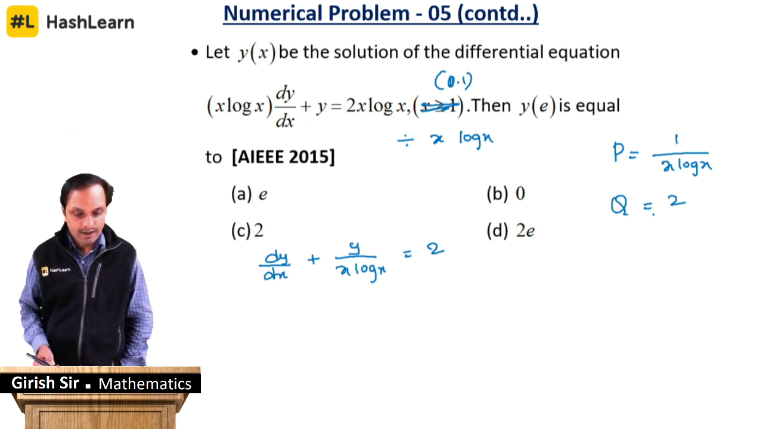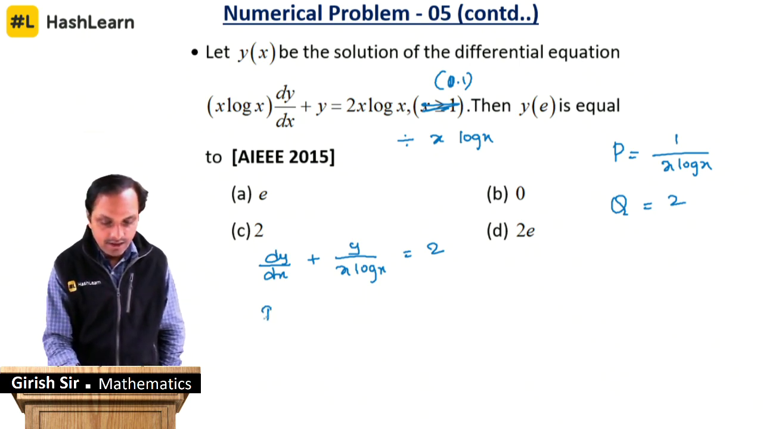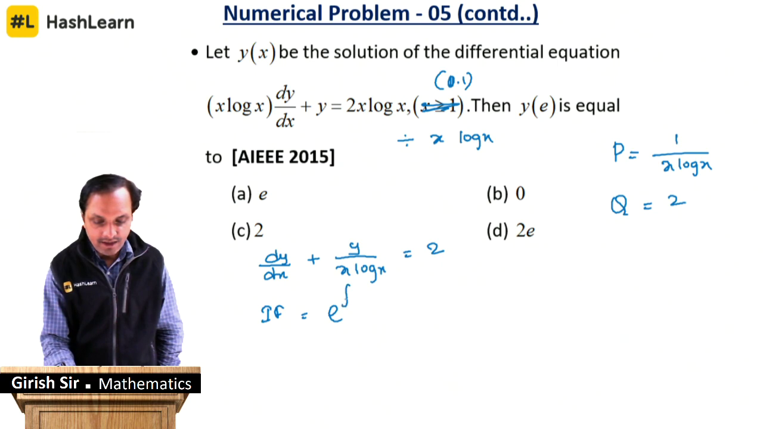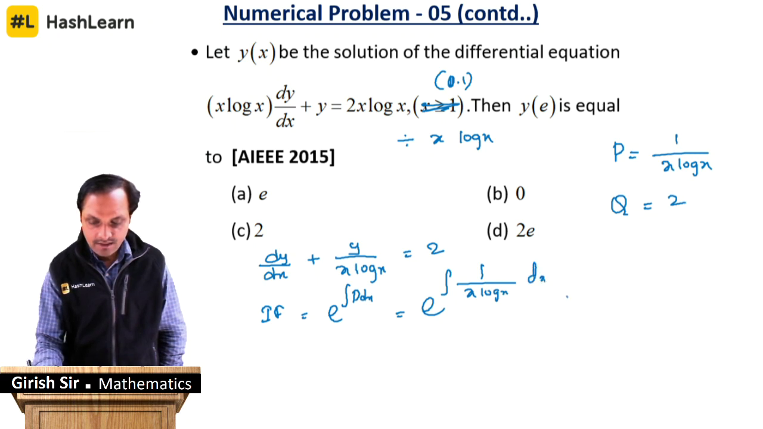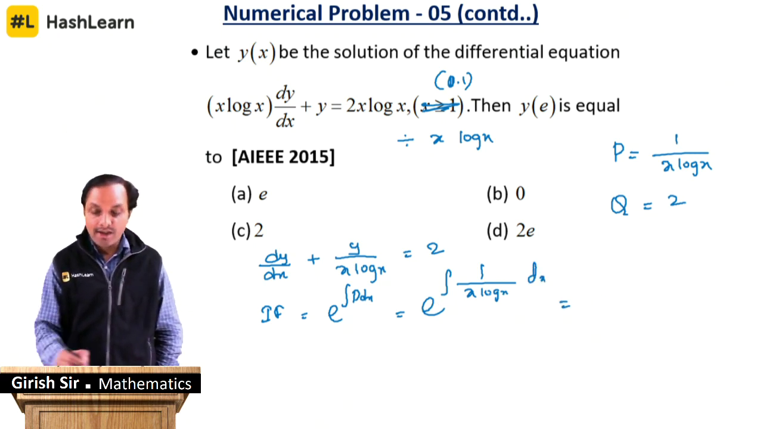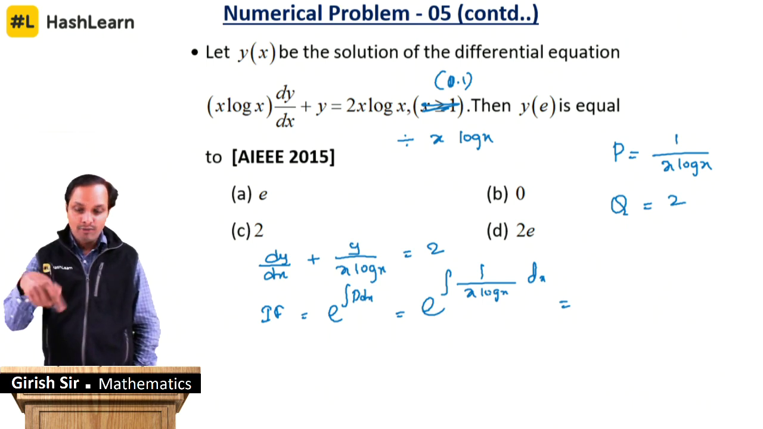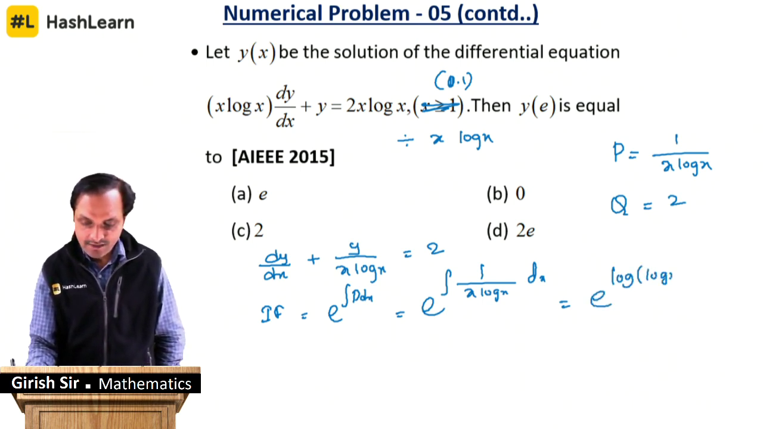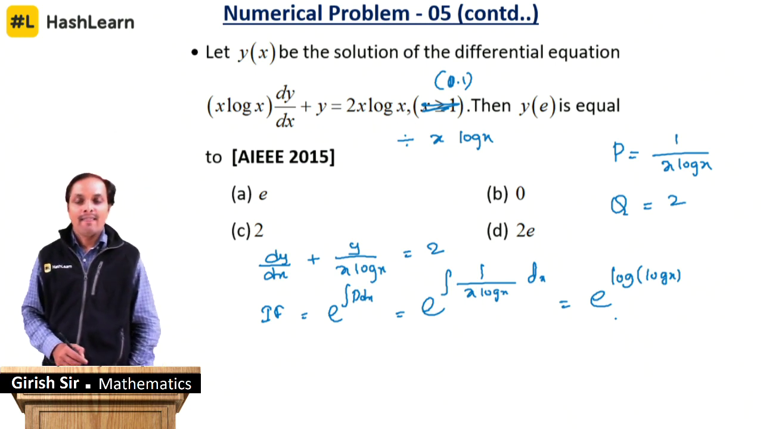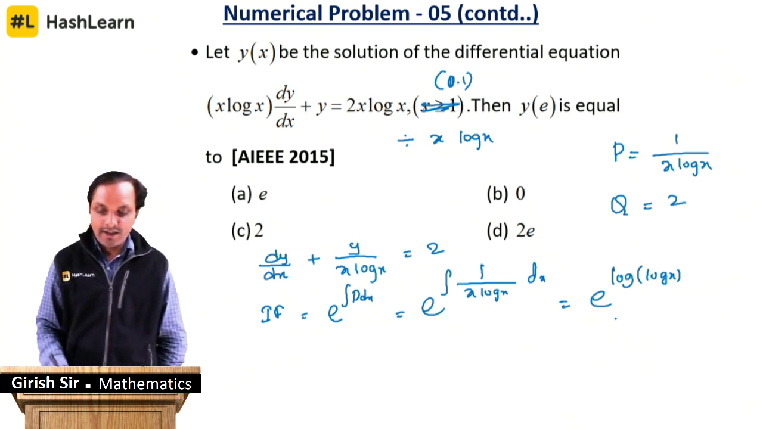So what to do? Integrate. The integrating factor is e to the power integral p dx, e to the power integral 1 by x into log x dx. And you know that when you put log x as t, 1 by x dx is dt. When we integrate it, it becomes log of log x. Okay, fine, then that will be your integrating factor.